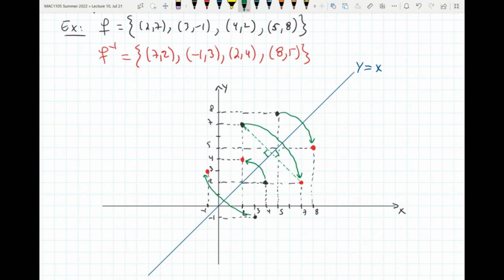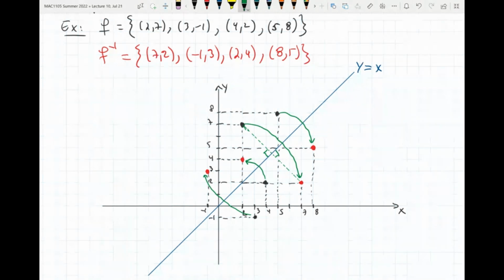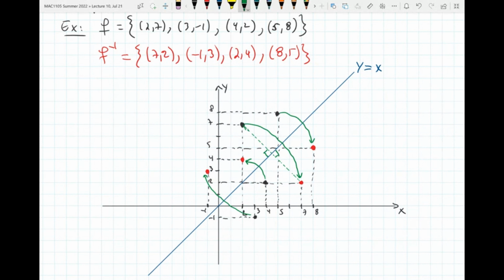And then what's happening is that if you measure this distance, it's going to be exactly the same as this distance over here. And same thing for the other. The distance between the red dot and the blue line, the line y equal x, is the same as this distance over here. So this flipping is not happening arbitrarily, it's actually symmetrical. In other words, the function f is being reflected over the line y equal x. And that reflection is what you get for the inverse.